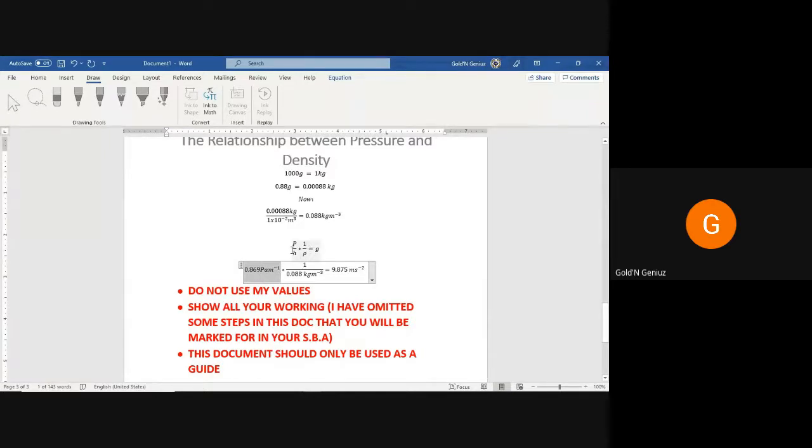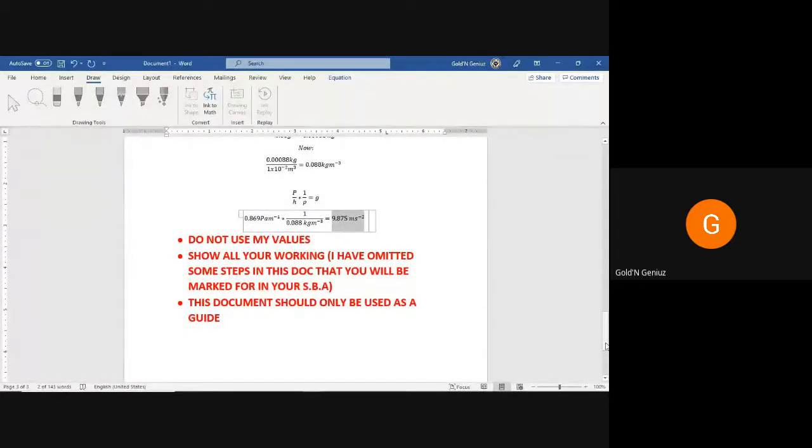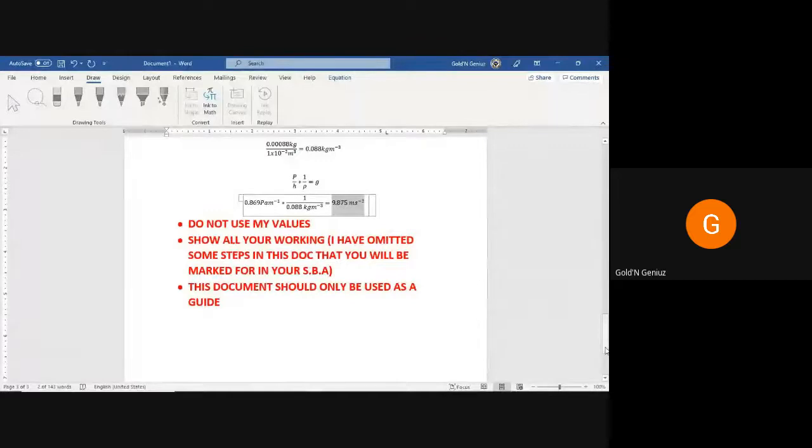So what I'm supposed to do now is multiply the gradient by 1 upon the density. All right, and see here, 1 upon the density, and I get 9.875 meters per second square, which is approximately 10 meters per second square, and it is in a very comfortable range since the theoretical value of acceleration due to gravity is 9.81 meters per second square.